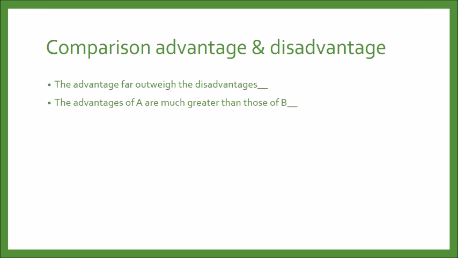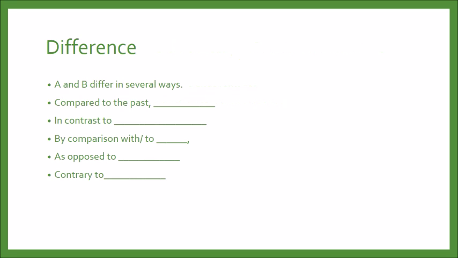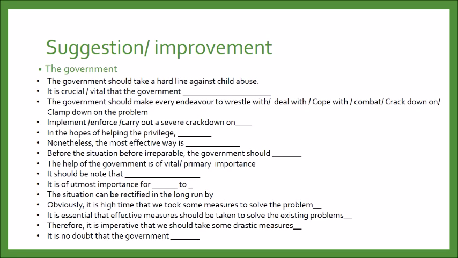And then you may also compare the advantages and disadvantages of something and tell the difference between A and B. And then for talking about suggestions, I think you should talk about it from different perspectives. For example, you may use "the government should take a hard line against child abuse." And you may also use a sentence pattern like "implement a severe crackdown on drug abuse" and so on. And these are really useful.